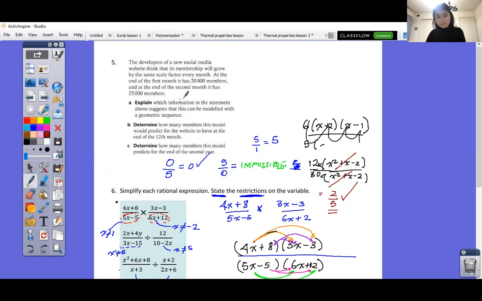So explain which information in the statement above suggests that this sequence can be modeled with a geometric sequence. For part A, which one would you say your answer would be? Explain which information in the statement above suggests that this can be modeled by a geometric sequence. Which statement in here do you think?